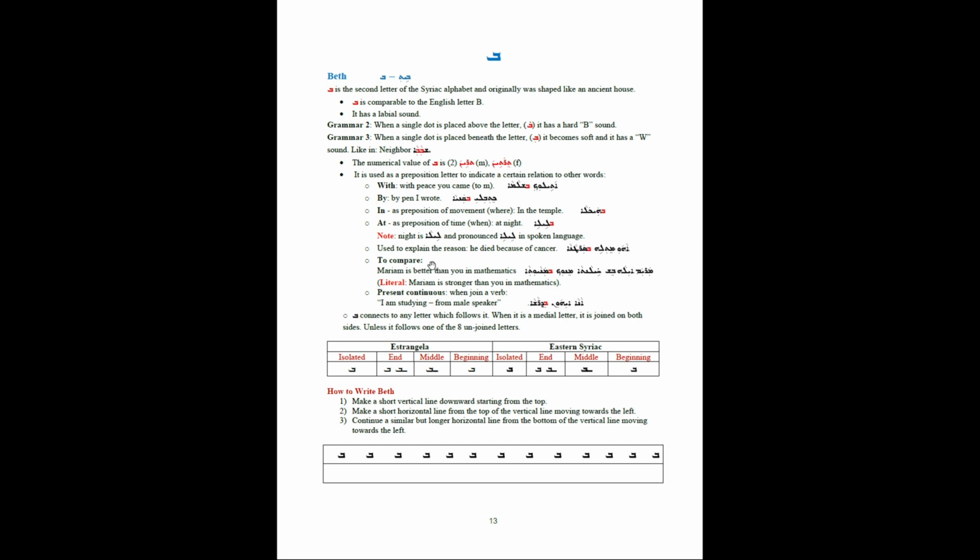It is also used to compare two things. Manyutha is math or mathematics, and bmanyutha compares in math. Now, when Beth joins a verb, it changes that verb to the present continuous verb.